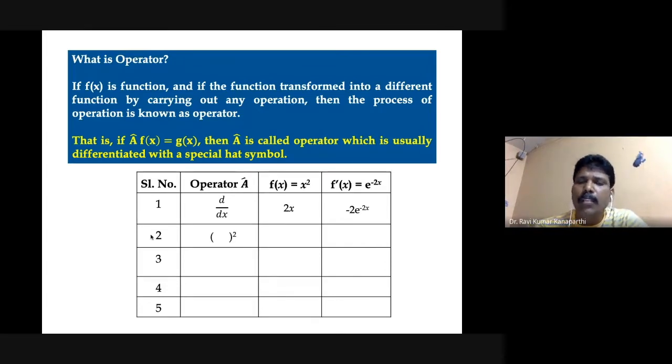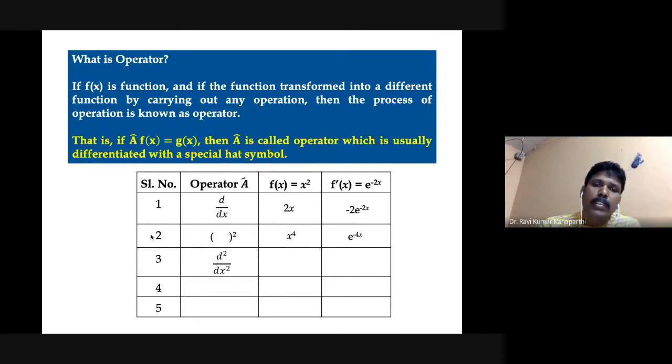Then I may be interested in taking the square of the function. That can be called an operator too. Because you have x squared, the square of x squared is nothing but x to the power 4, right? So definitely squaring is referred to as an operator. Similarly, if you take the square of e to the power minus 2x, it becomes e to the power of minus 4x, right?